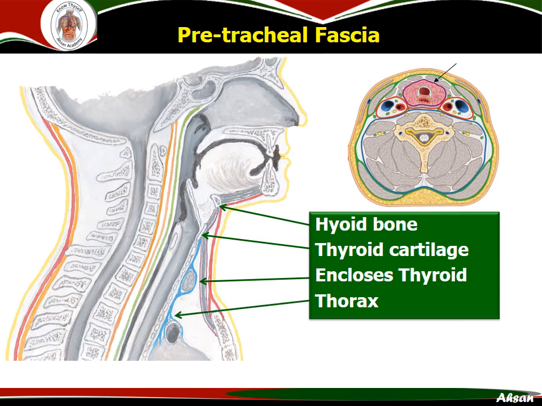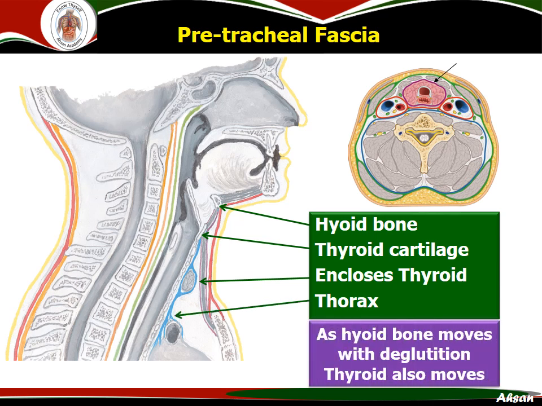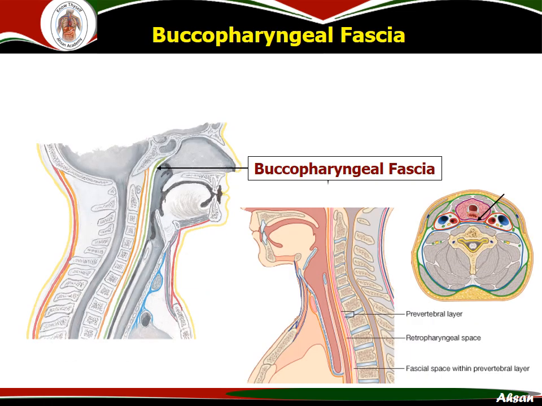So now you can imagine that if the hyoid bone moves, then this will carry the thyroid cartilage as well as the thyroid gland upward. And when it returns to its normal position, the thyroid gland will go back to its normal position. So the thyroid gland moves with deglutition. This is the reason behind this.